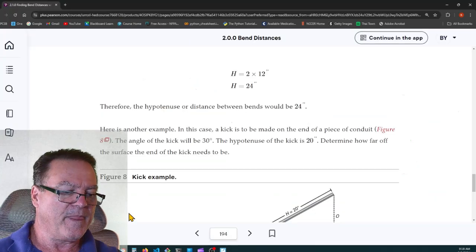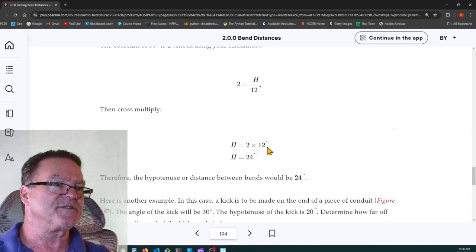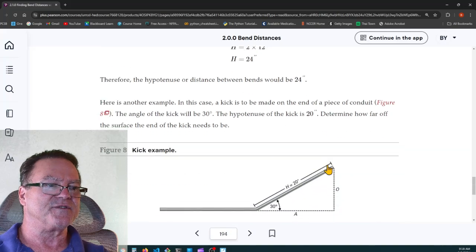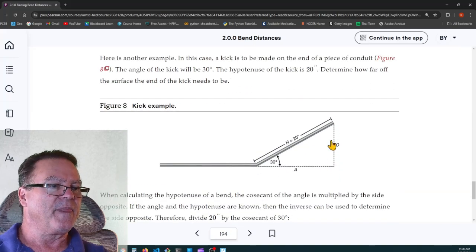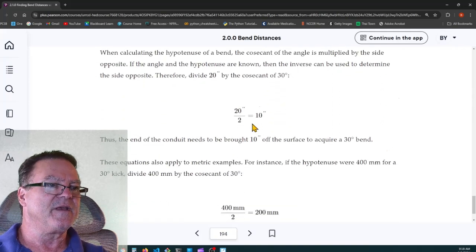That's enough for now. So here they're doing that. They're saying that they have an obstruction that's 12 inches, and they're multiplying 12 times 2, and they're getting 24 inches as the hypotenuse. So here they're asking us what the opposite side is. Well, if the hypotenuse is 20 inches, then this is 1/2 of that. It's 10 inches. The height of the obstruction is 10 inches. That's what they found out there, 10 inches.